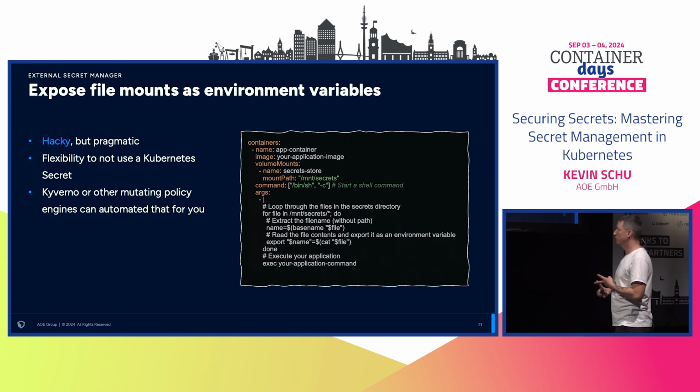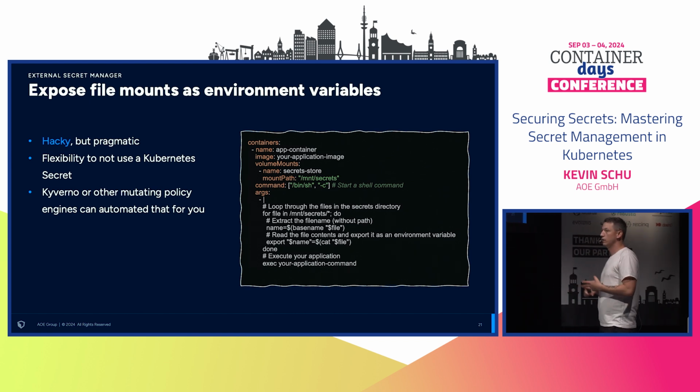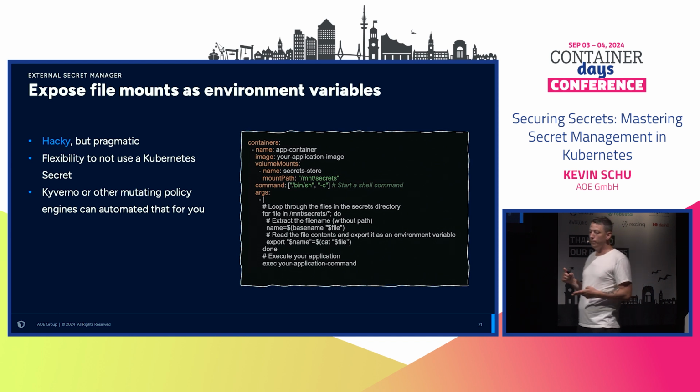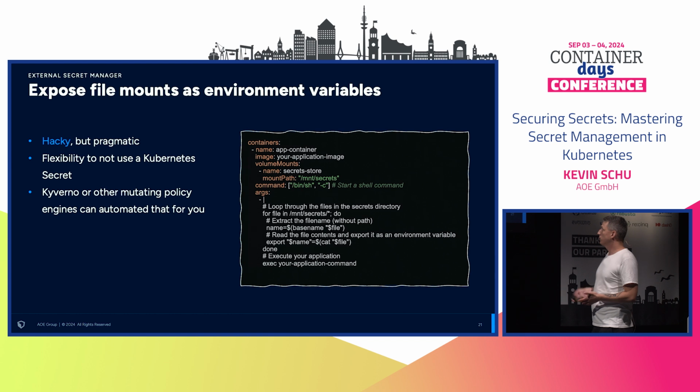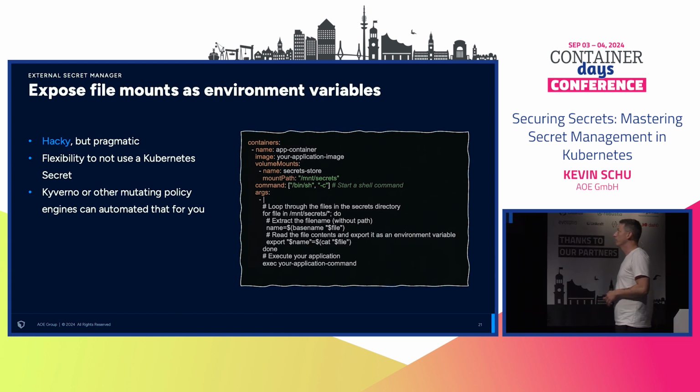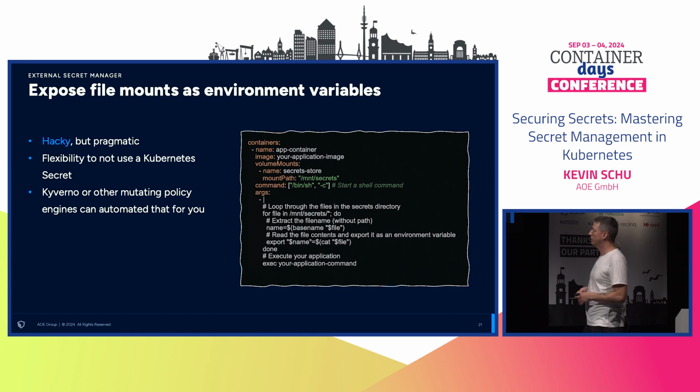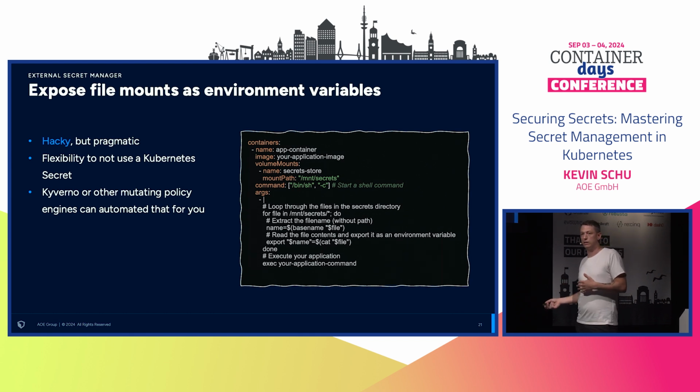One thing to mention, if you're going to think about that, please don't do that manually. You should consider using Kyverno or any other mutating policy engine which can actually automate that for you. And how that works is pretty simple. I mean, you see that. We just loop over mounted secrets in a specific directory, export them into the environment, and then we actually start the actual application command.